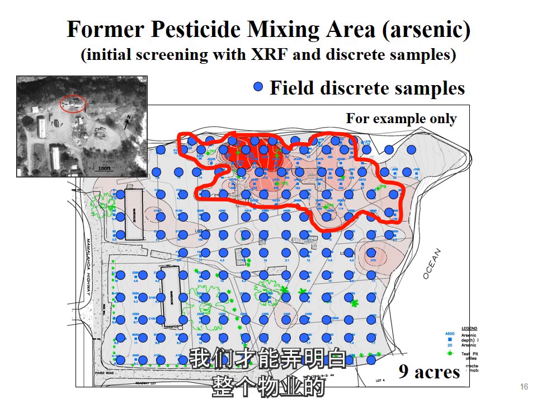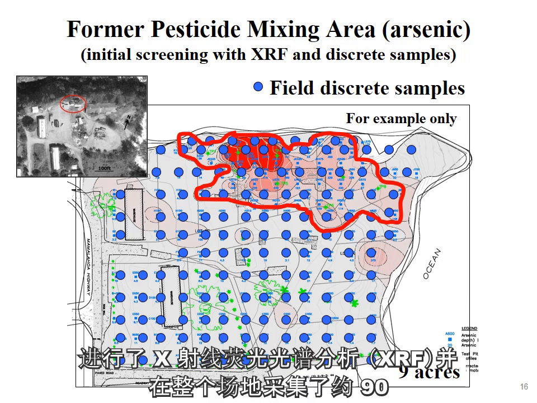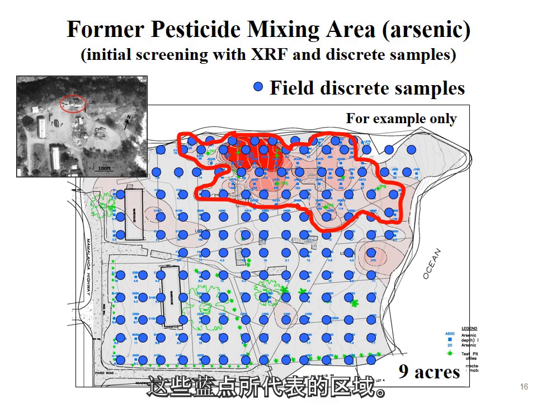We were afraid to figure out the extent of arsenic contamination across the property. The consultant for the developer went out, actually got an XRF, and then collected 90 or so individual discrete samples across the site, represented by these blue dots.